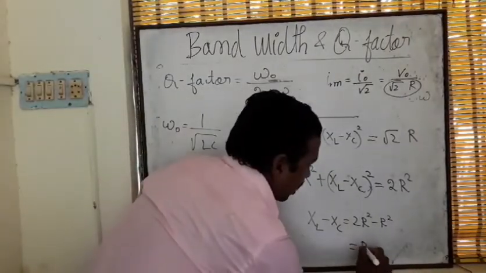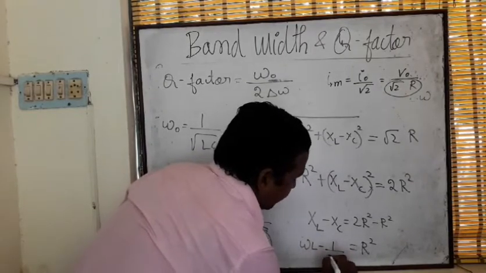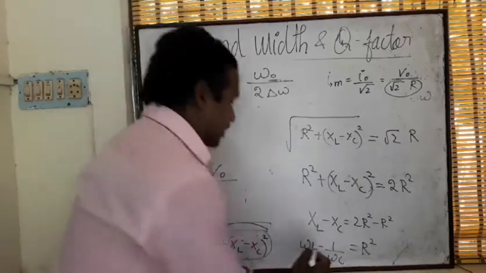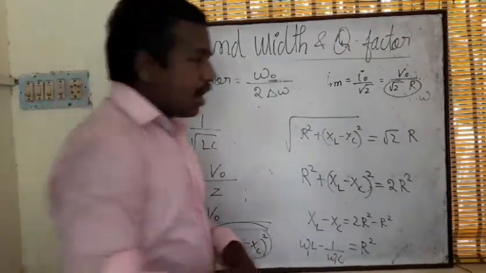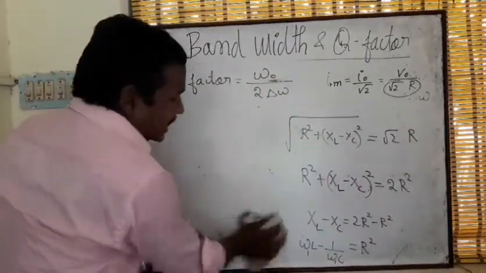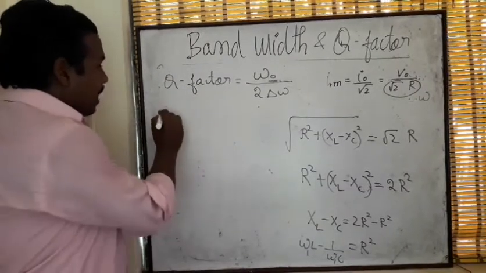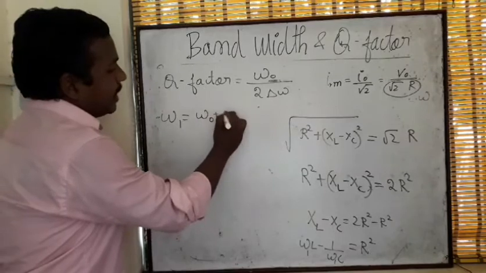So R is equal to omega L minus 1 divided by omega C. Omega 2 is taken as the higher bandwidth frequency, and omega 1 is the lower one. So omega 2 is equal to omega naught plus del omega.